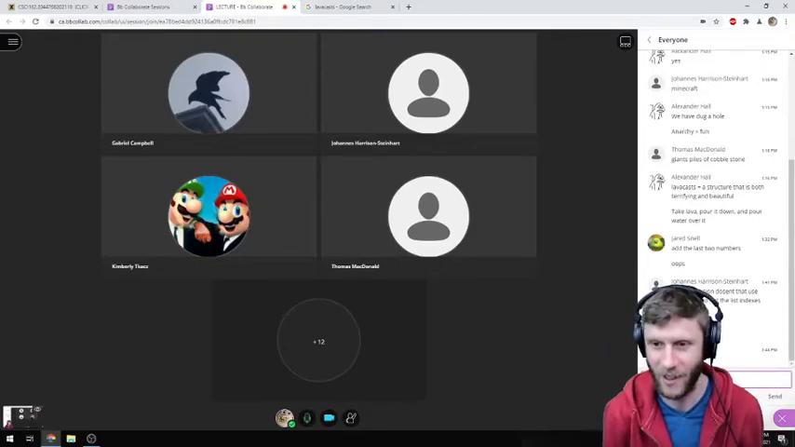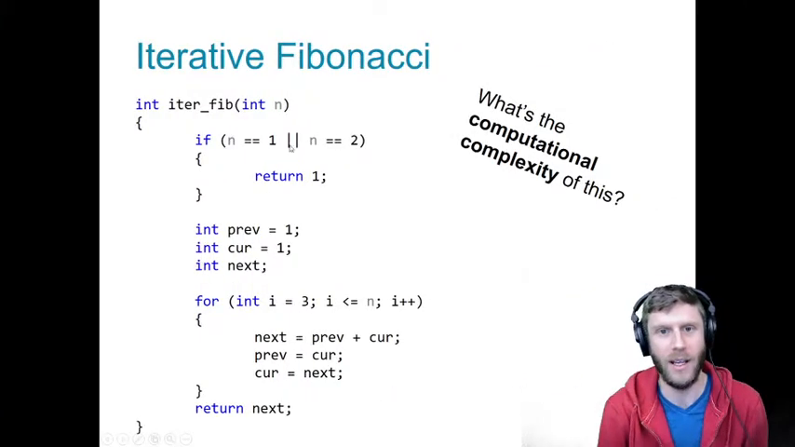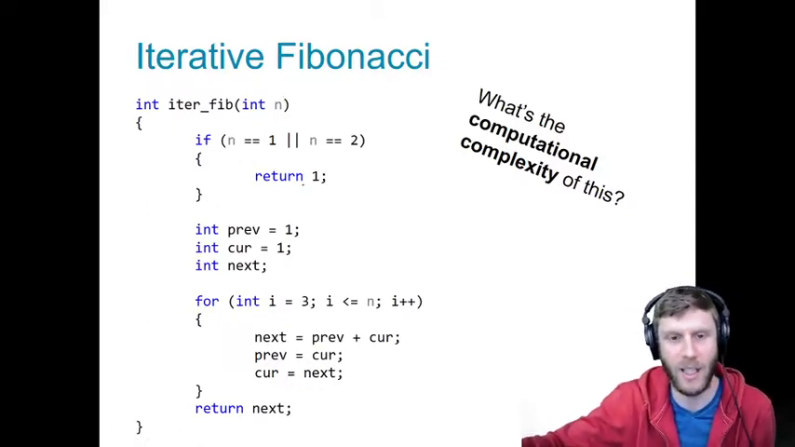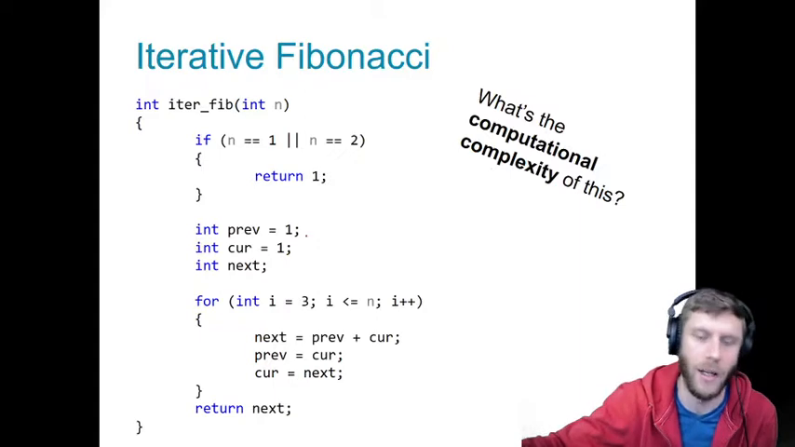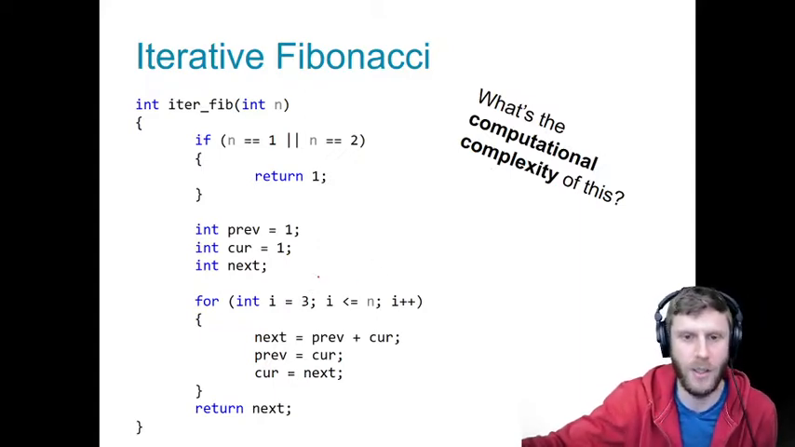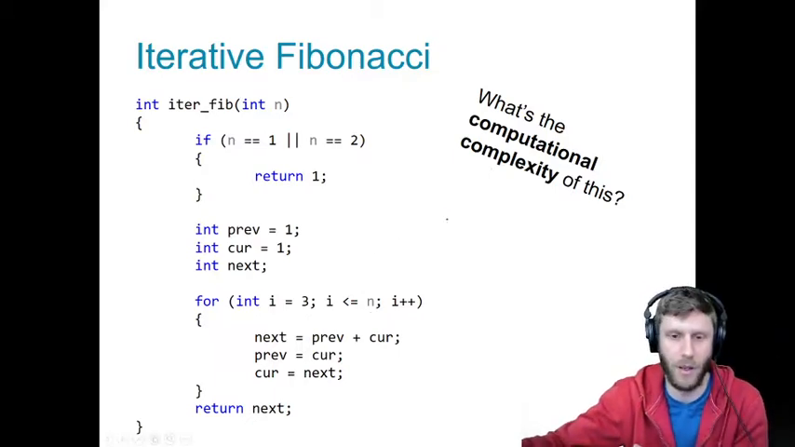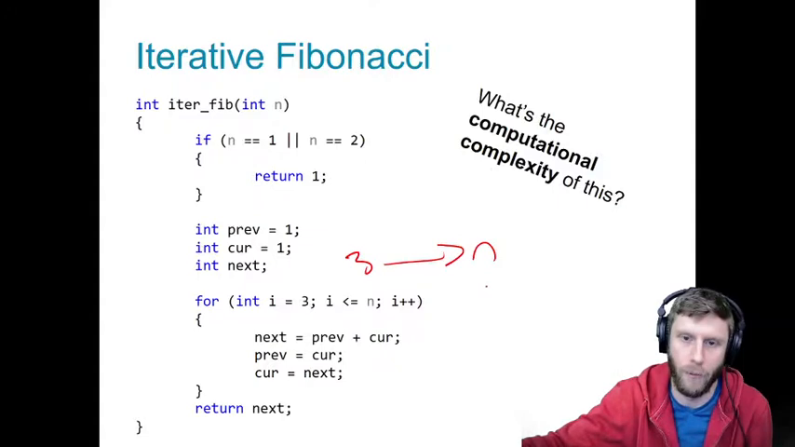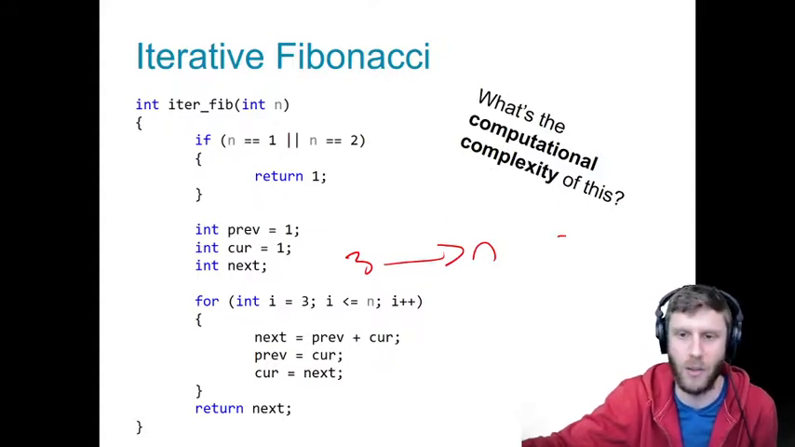It's linear. Why? Well, if I'm calculating the nth one, I'm going to have to calculate. So I've got 0 and 1, but then I have to calculate the 3rd, then the 4th, and the 5th, and the 6th, and the 7th, to the nth. So I'm going to have to look at all the ones from 3 to n, right? Which, well, that's just order n.